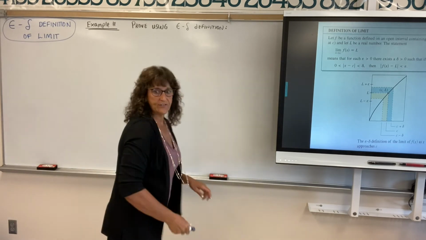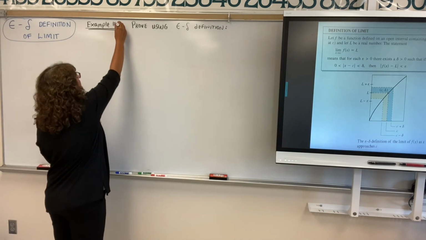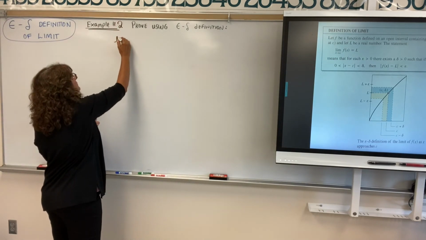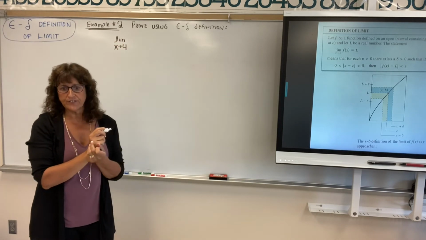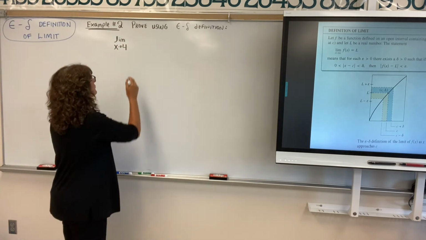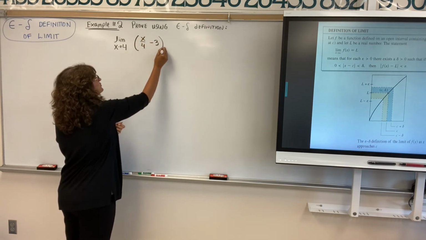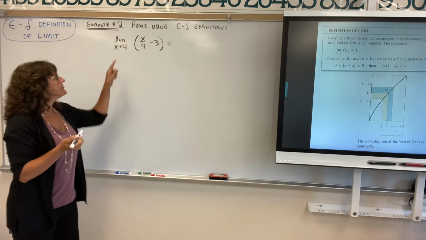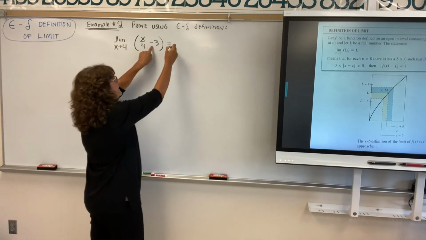So second example, let's take the limit as x approaches 4. So this is example number 2. We're going to take the limit as x approaches 4, and our function is going to be x over 4 minus 3. So take the 4, plug it in. 4 divided by 4 is 1. 1 minus 3 is a negative 2.